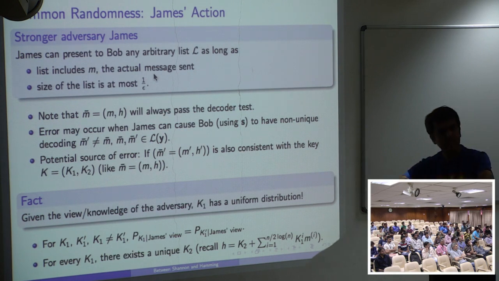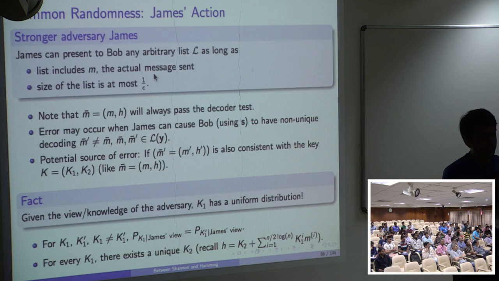We'll forget the channel in the middle. We'll say James can play this game. He can always give Bob any list he wants, with the caveat that this list has to contain the encoding of the true message. Okay.